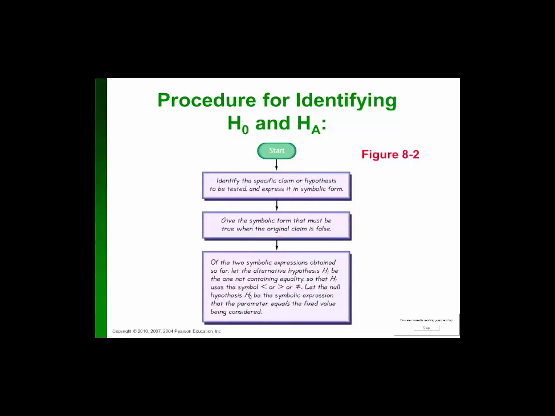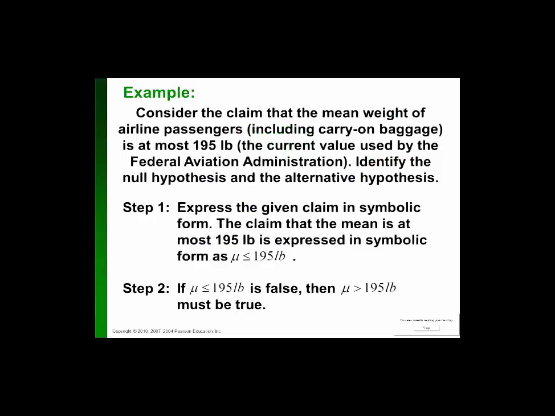All right, so let's practice. This one's all typed out for us, and then I have some for us to practice. Consider the claim that the mean weight of airline passengers is at most 195 pounds. What population parameter does our claim refer to? Mean. It's not talking about a proportion. It says mean weight of airline passengers.